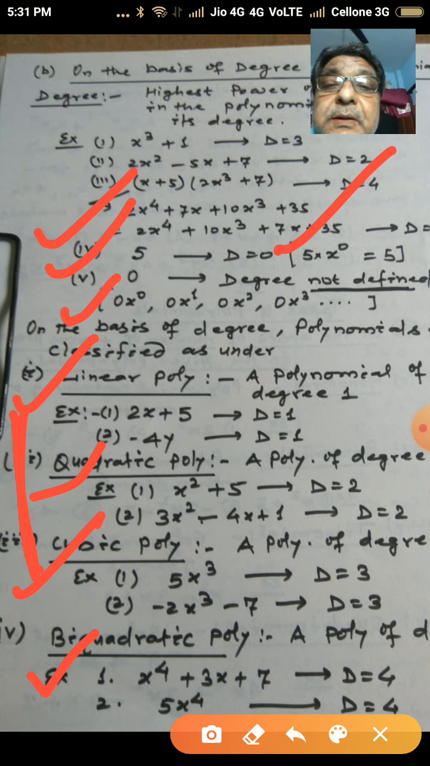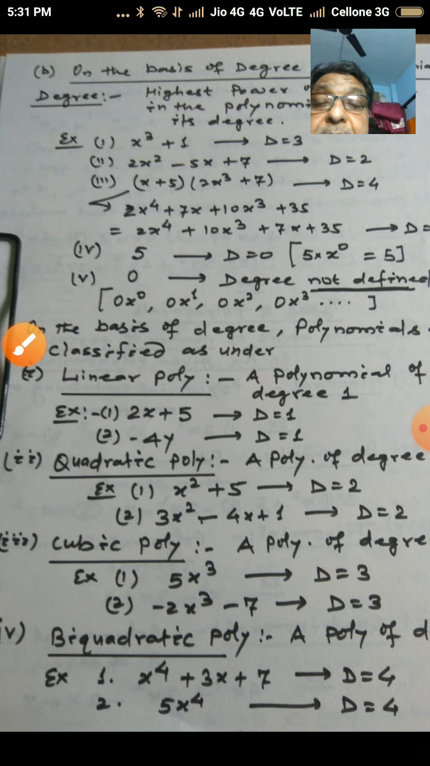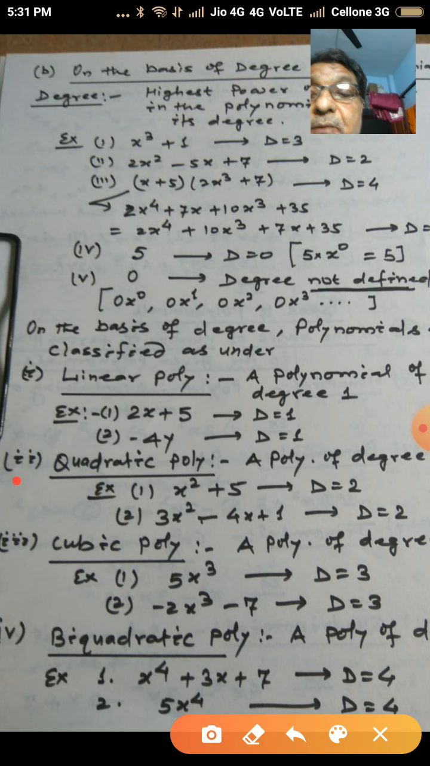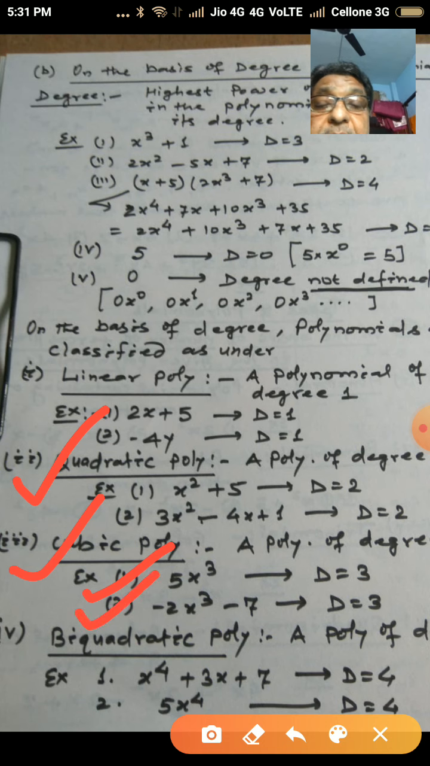for a linear polynomial we don't see the number of terms, we see the degree. So an example is 2x plus 5, degree 1, it is linear. Similarly minus 4y, degree 1, so it is linear. Now a quadratic polynomial has degree 2, so an example is x square plus 5, like that 3x square minus 4x plus 1. And a cubic is a polynomial having degree 3, an example is 5x cube. Another example, minus 2x cube minus 7.